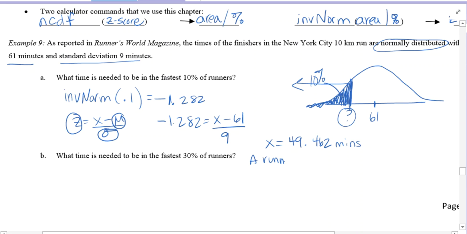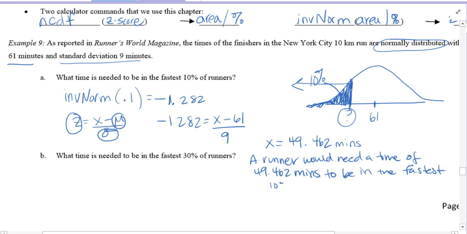A runner would need a time of 49.462 minutes to be in the fastest 10% of runners. Okay, for this race. Okay, for the New York City 10-kilometer run.